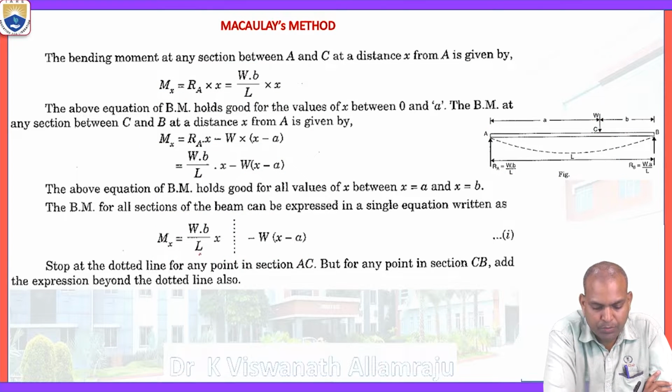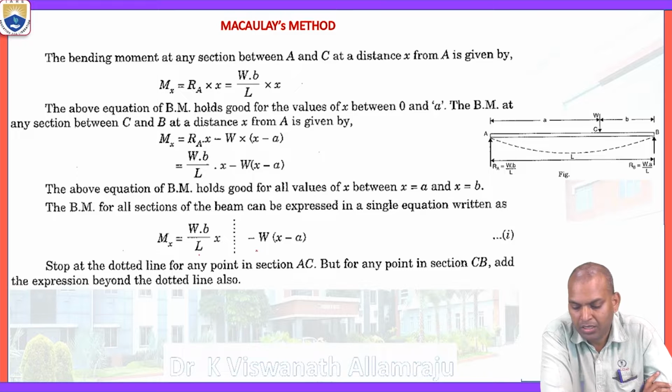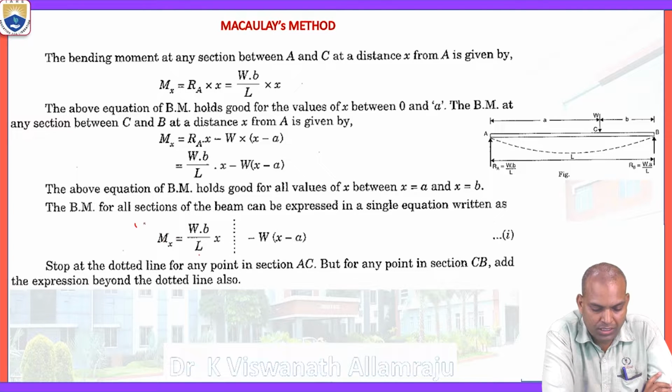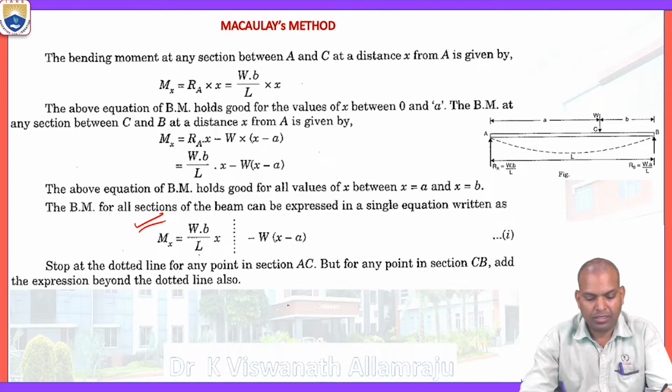Okay, the first part is for A to C, and the combination of the first part and second part is from point A to B. Now, this is the equation we are going to use.